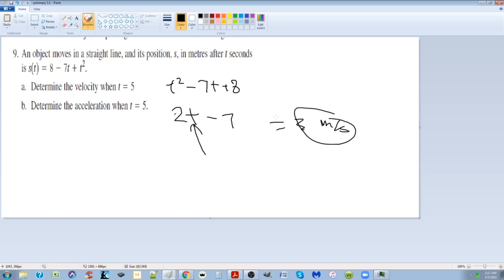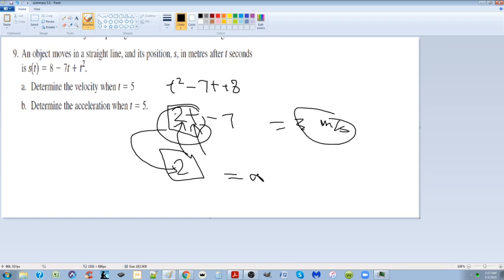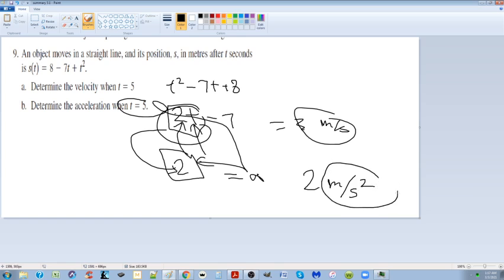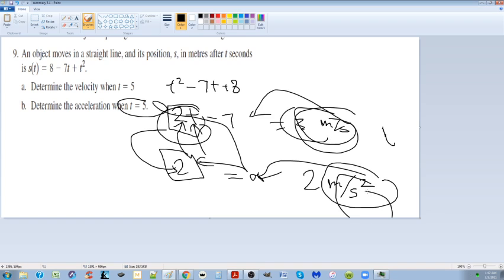That's the velocity. Determine the acceleration, second derivative. The acceleration is a constant. Second derivative, or derivative of this, is 2. So the answer to this is always going to be an acceleration of 2 meters per second squared. That's always acceleration. It's always meters per second, and something per second squared, unless they give you kilometers per hour or something.